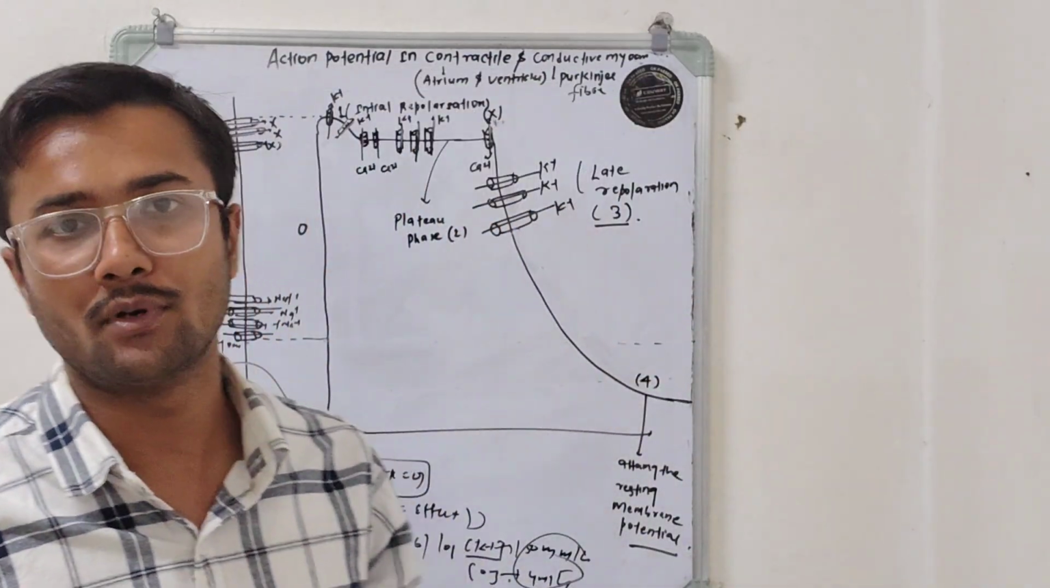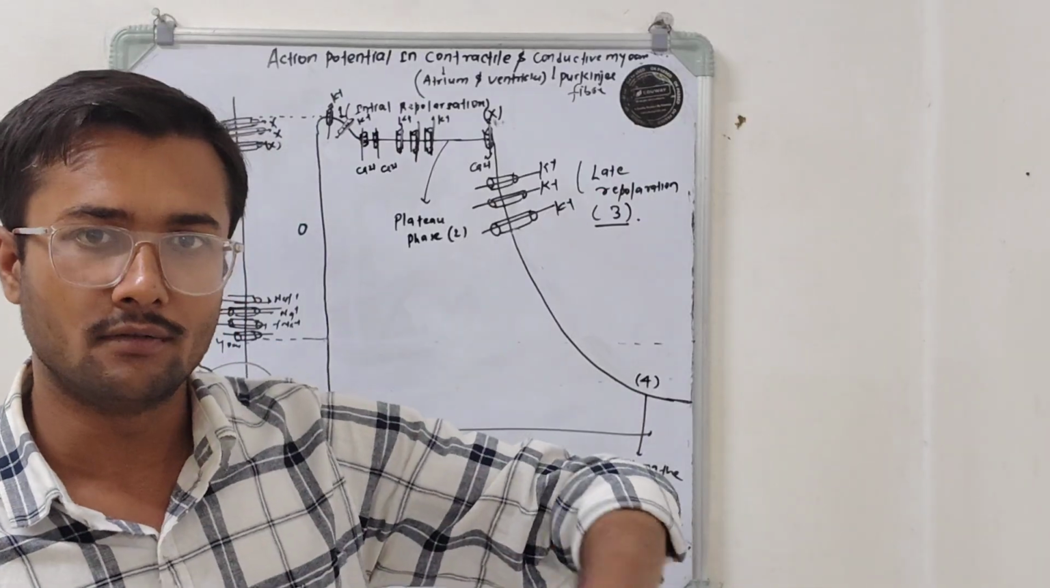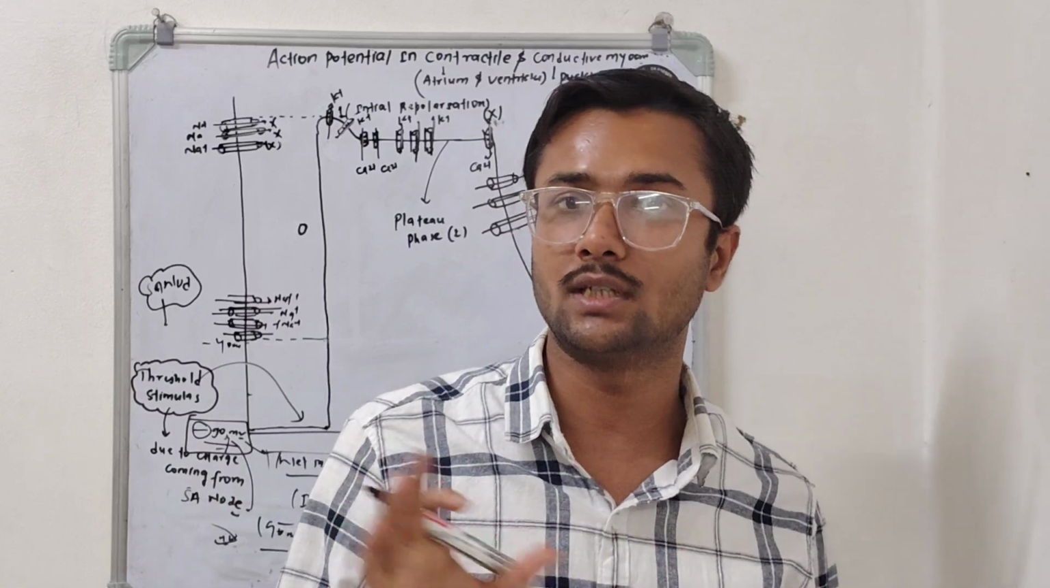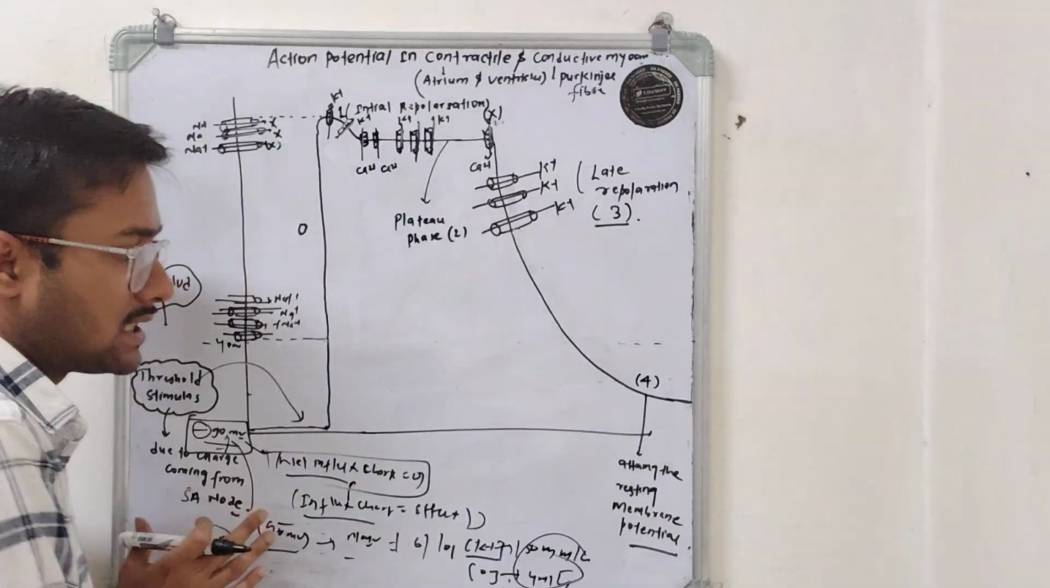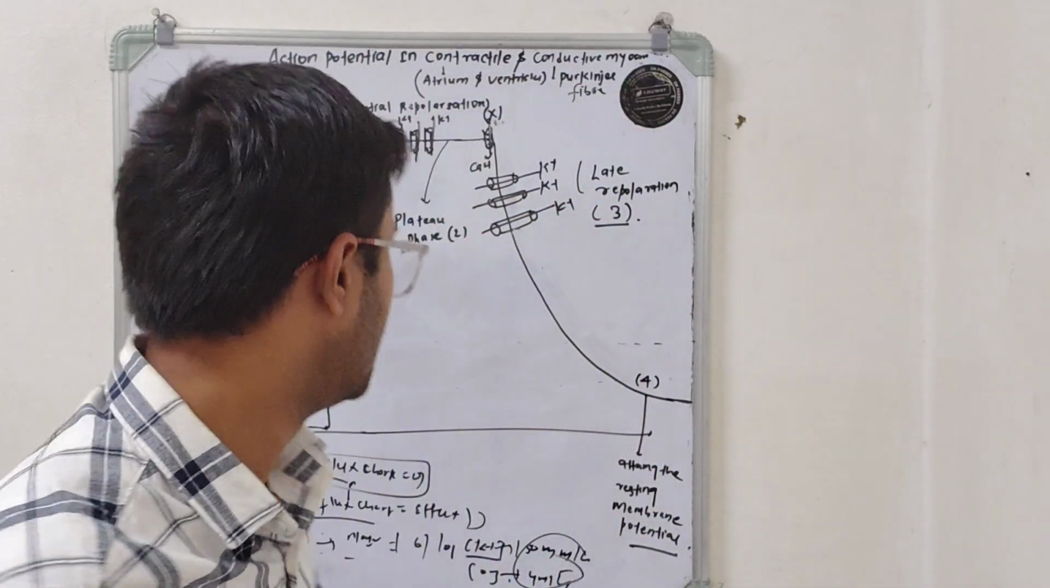Why will this change in membrane potential occur? Because there will be an influx of charge. From where does this charge come? This charge comes due to the depolarization of the SA node. So the SA nodal cells' depolarization charge enters into the myocardial tissue.